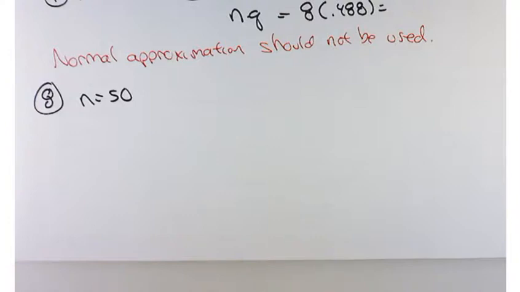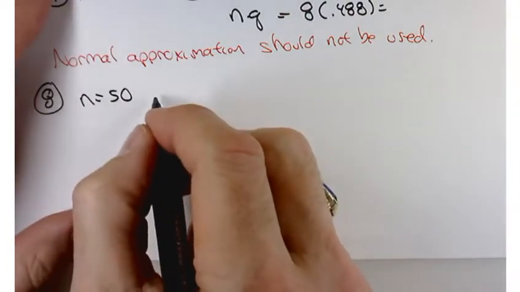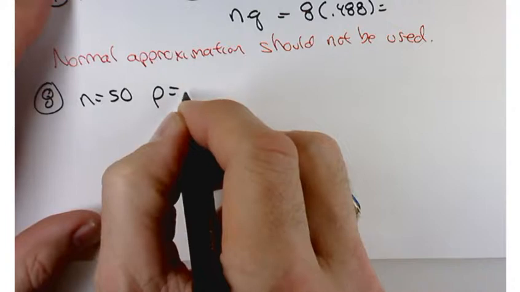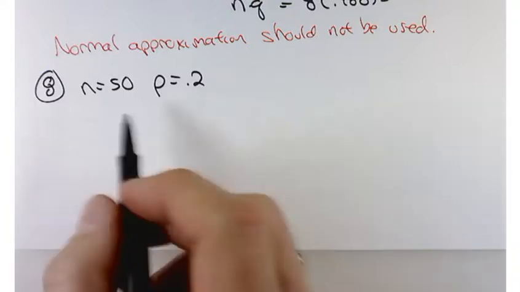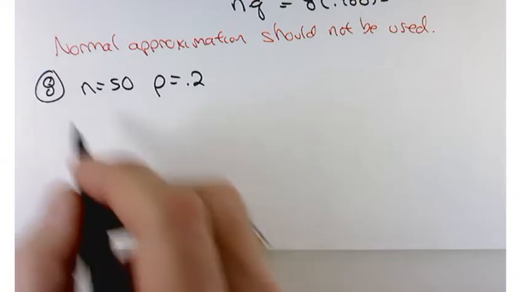Problem number 8, you're going to guess on a standardized test. So there's 50 questions on this test. There's 5 possible answers, and one of them is right, so you've got a 20% chance of guessing right. We want to find the probability of exactly 12 correct answers. Before we get to that probability and its calculation, let's see whether or not this fits.